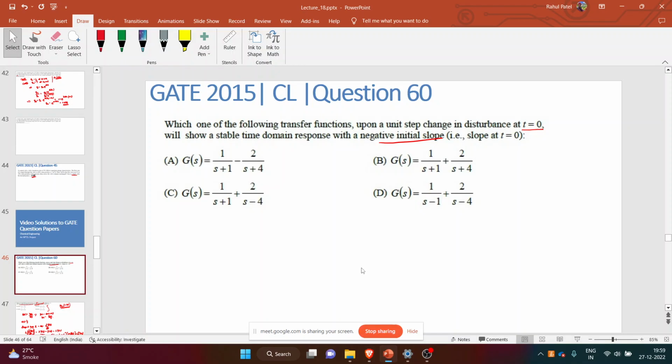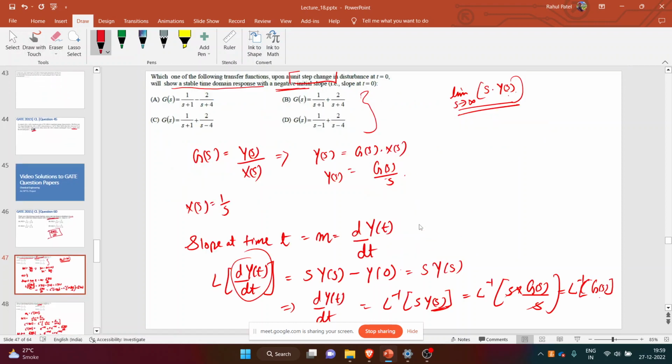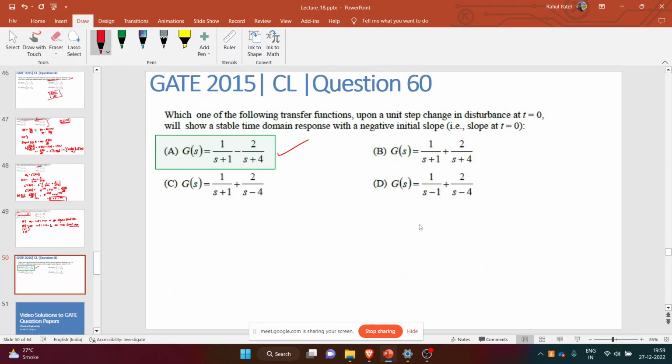So we discussed this question where we had to find the transfer function for which the response gives us a negative initial slope. For that, we had to calculate this slope, that is dy(t)/dt, and we found out how we can find this using inverse Laplace transform. So this was all for today's class.